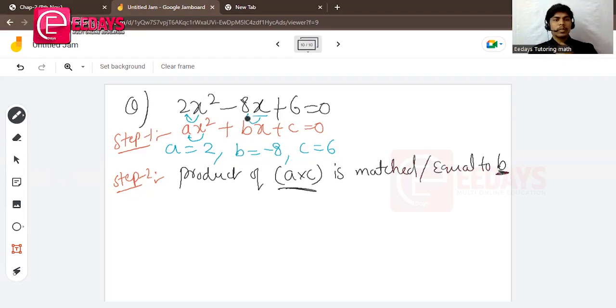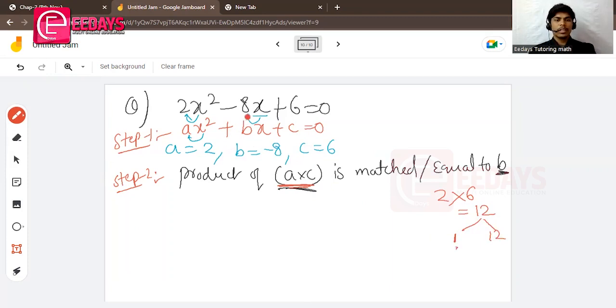So here we are doing splitting middle term. What is the middle term here? B, that is -8. Whatever we are taking, A into C, that is 2 into 6. Let's try with the 2 into 6 here. A into C, that is what I'm saying. 2 into 6, you'll get 12. Write the factors for 12. I just start from one table: 1 times 12.